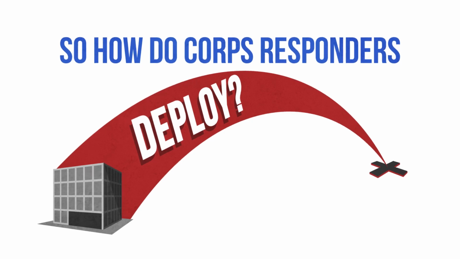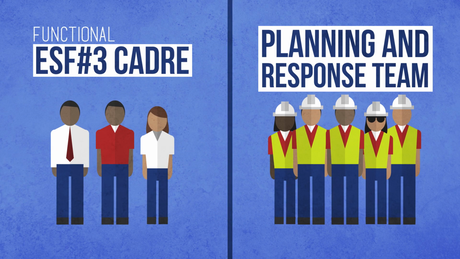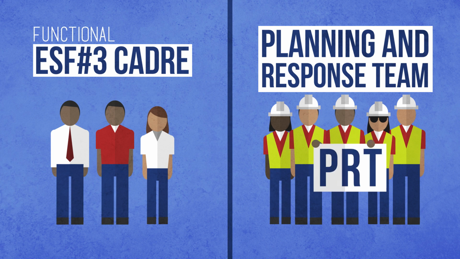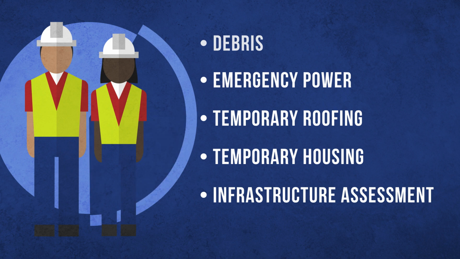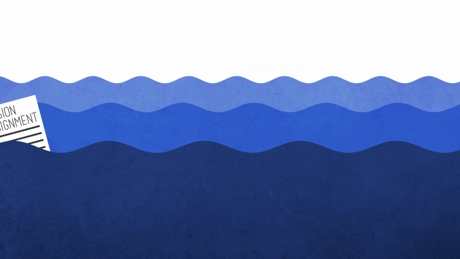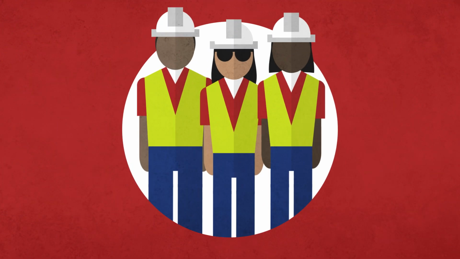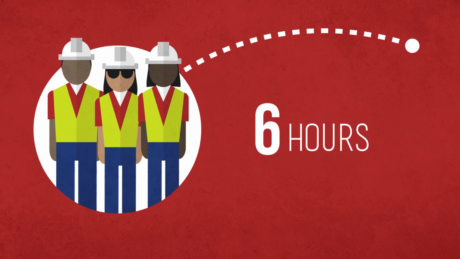Corps responders deploy in two ways, as part of a functional ESF-3 CADRE or as part of a Planning and Response Team, or PRT. Each mission area has its own dedicated PRTs. To engage the PRTs, FEMA issues mission assignments to the Corps. When a disaster event might result in FEMA mission assignments, or when a threat is imminent, PRTs are placed on alert. Once on alert, PRTs must be ready to deploy within 6 hours.